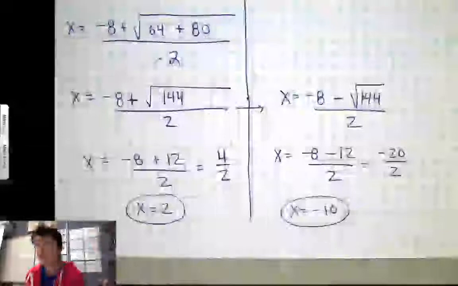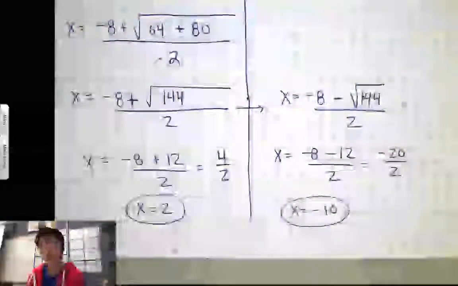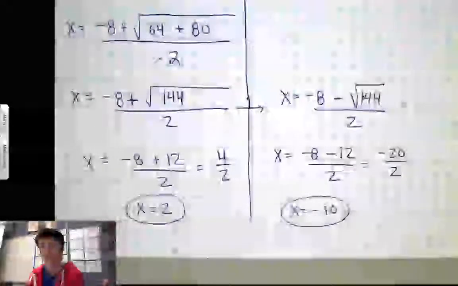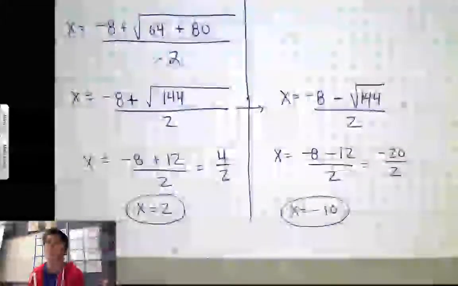I probably could have factored this one with a rectangle diamond and got the same answers, but like I said, some of these are not factorable and your rectangle diamond will not work, and this is your backup plan. Use the quadratic formula. It will work every single time.